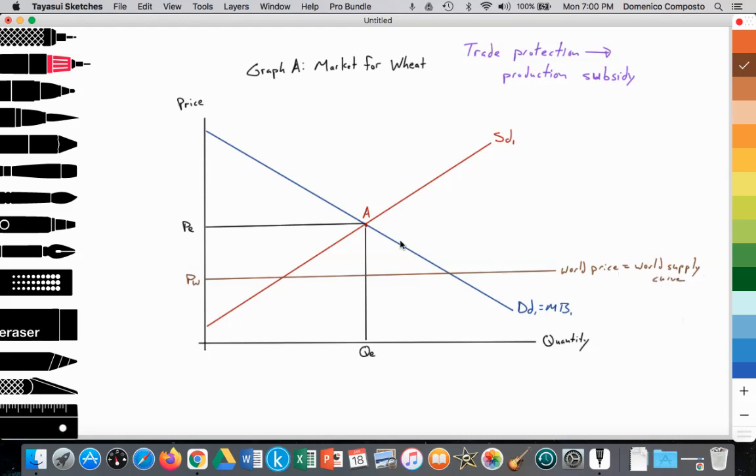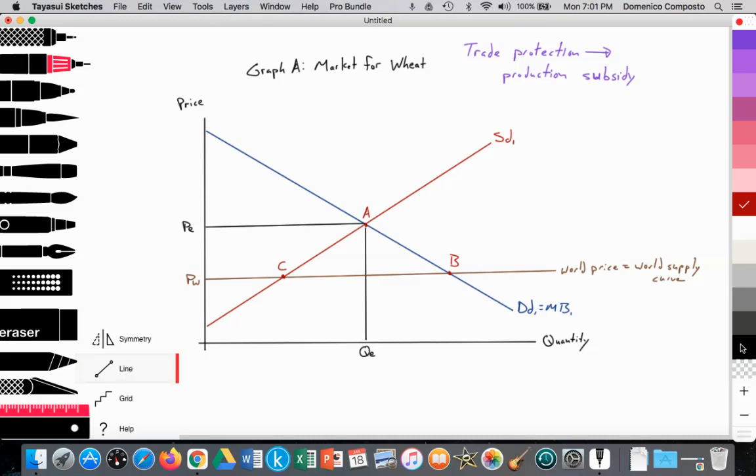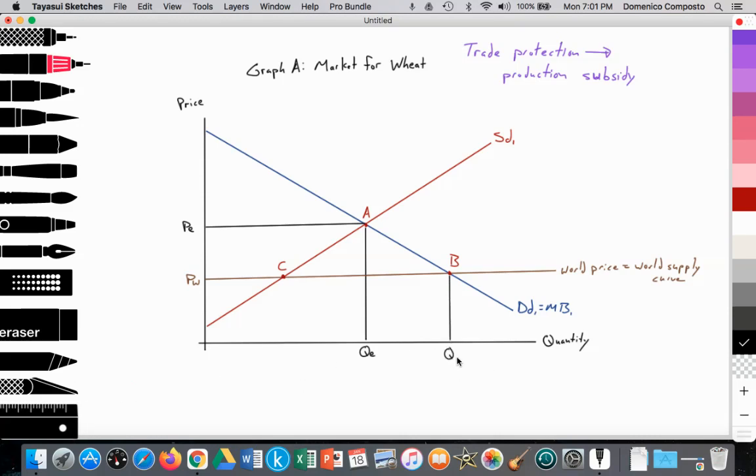As a result of the world price being less than the equilibrium price, we see that there's an increase in the quantity demanded for wheat by this domestic nation, increasing along the demand curve up to point B, and a decrease in the quantity supplied for wheat in this particular nation to point C. So we'll label those quantities here. We'll label this Q3, and you'll see why in a moment. And then we're going to label this point Q1.